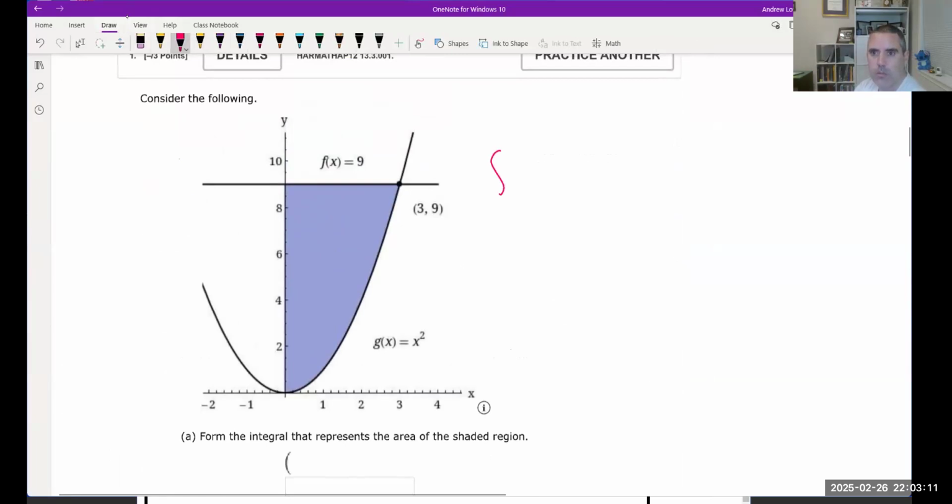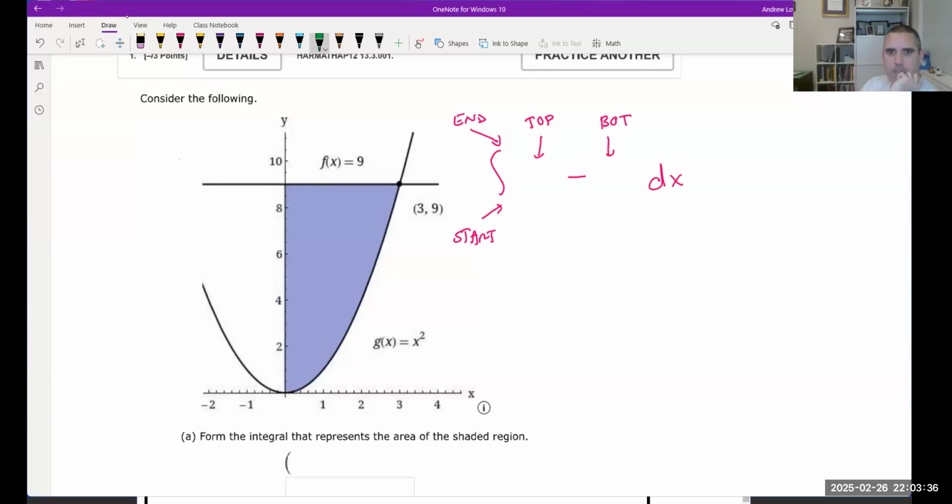The integral from the start x to the end. This is the next video I'll be making in a second. And then we have the top function minus the bottom function. And here's the starting x.